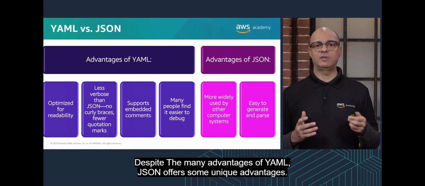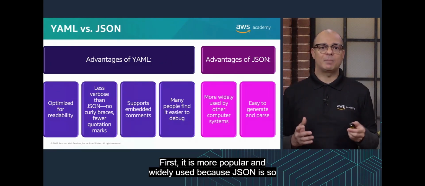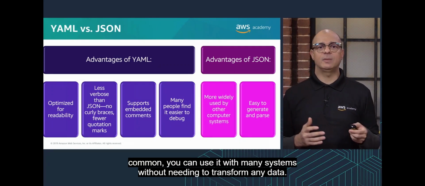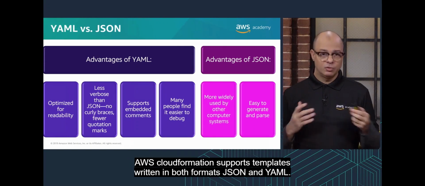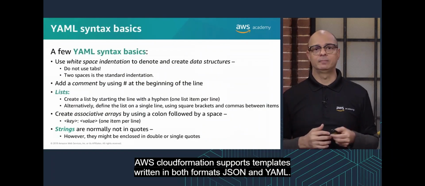Despite the many advantages of YAML, JSON offers some unique advantages. First, it is more popular and widely used. Because JSON is so common, you can use it with many systems without needing to transform any data. AWS CloudFormation supports templates written in both formats, JSON and YAML.